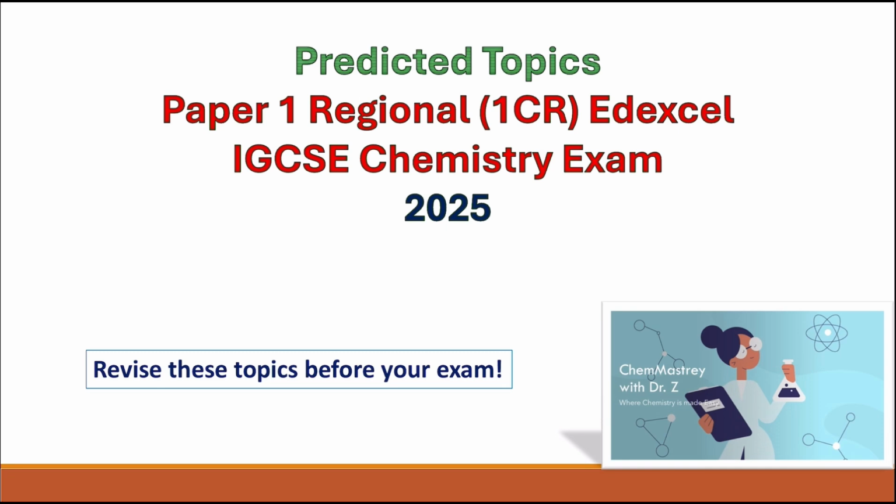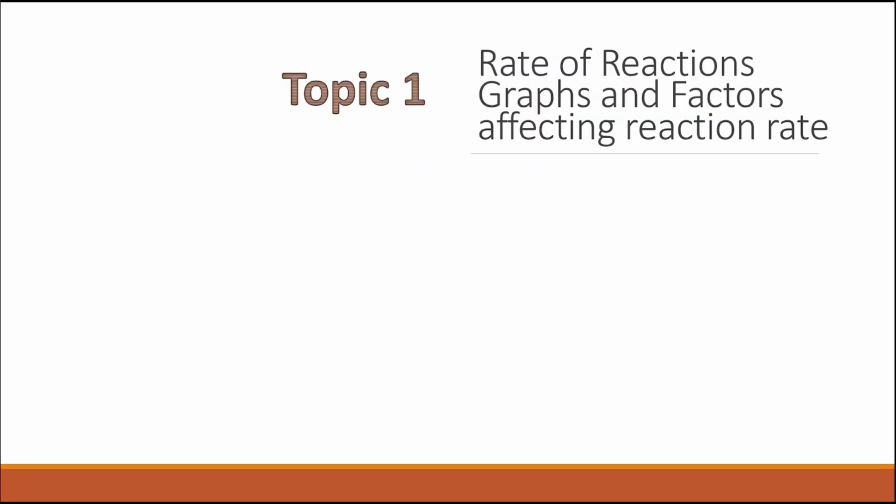The content, however, is the same for both, but the exam is slightly different. So let's get started with this one. I analyzed the type of questions that come in this exam over the past 5 years, and there's a specific trend for the questions that come. I will focus on the topics that are the most likely or that usually come in every single exam. So the first topic is rate of reactions, the graph and the factors affecting reaction rate.